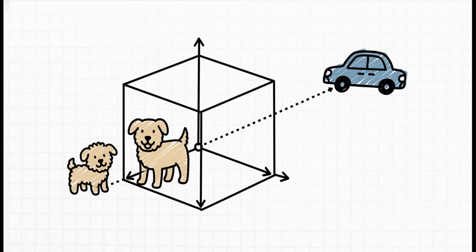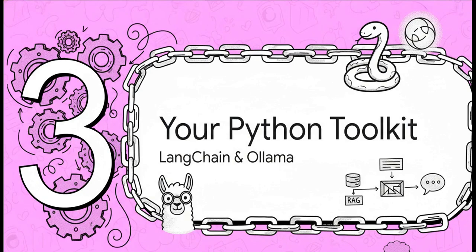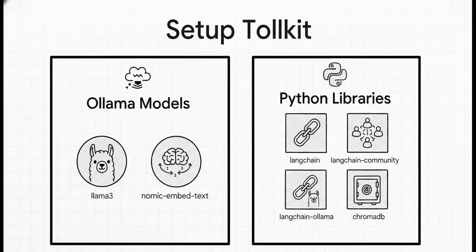It's incredibly powerful. All right, enough theory. Let's get our hands dirty. How do we actually build this thing? We're going to use an amazing Python toolkit. The 2 main players here are LangChain, which is a framework for connecting all these AI pieces, and Ollama, which lets us run these powerful models right on our own machine. Before we jump into the code, here's a quick checklist. You're going to need Ollama installed and running.